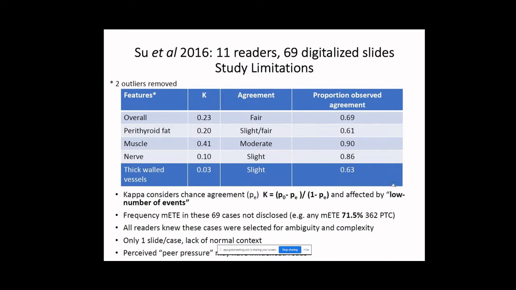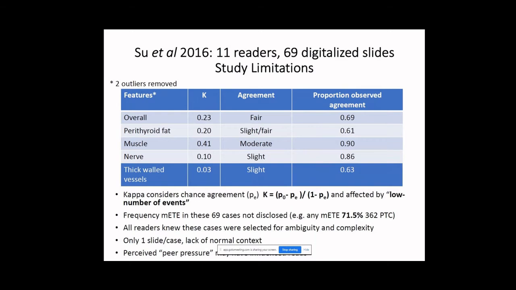So what's the difference between proportion of observed agreement and kappa values? Well, you see at the bottom, kappa is P observed minus P expected over 1 minus P expected. So the kappa value considers the possibility of chance agreement. If you have 11 observers and 69 slides, how many times would they just agree by chance? The kappa value is affected by a low number of events, and this was one of the limitations offered in this article.